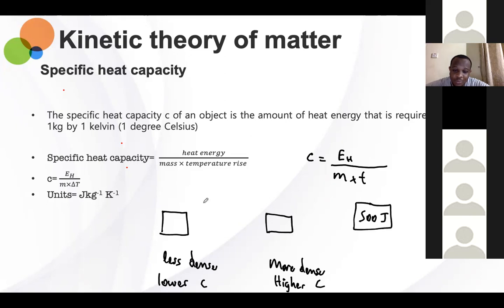All right. So it would be the less dense, right? Because the less dense would require less energy to get the same temperature change, right? So if we apply 500 joules to the less dense and 500 to the more dense, the less dense will have the greater temperature change.